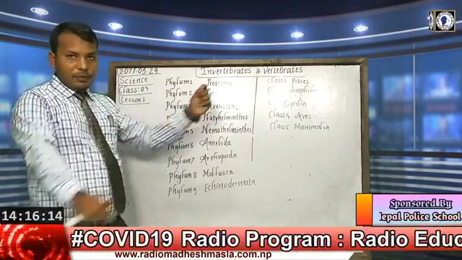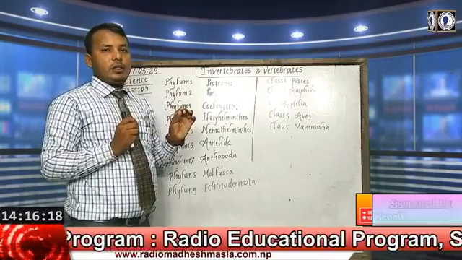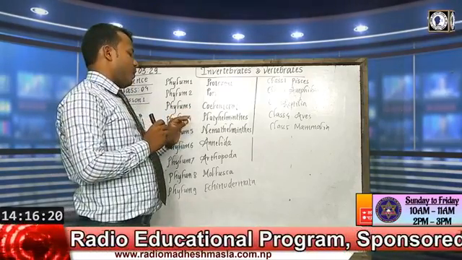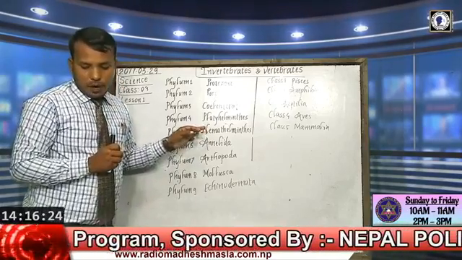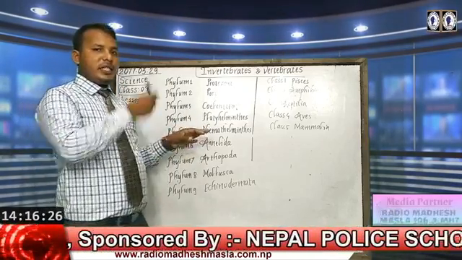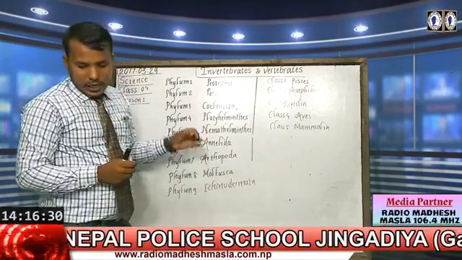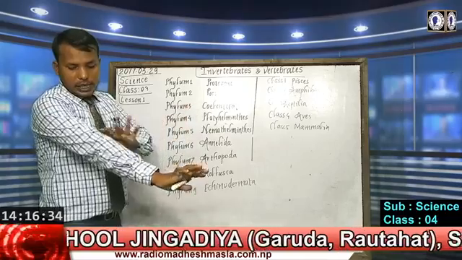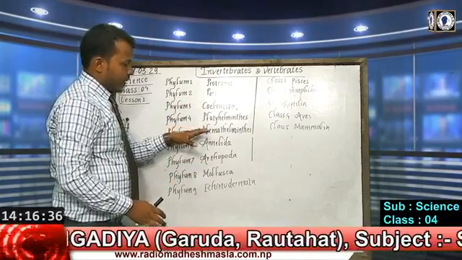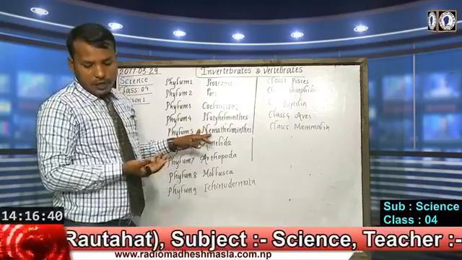Nemathelminthes. Their body is covered with a wax-like material. The body of these animals is long and cylindrical. Next, they have both the mouth and anus. Some of them are parasitic. It means some of them obtain food from other animals.